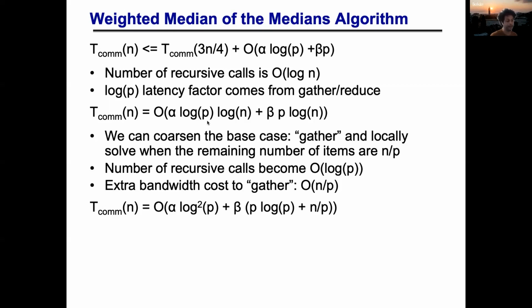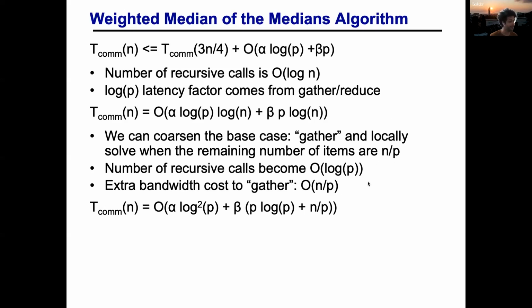So can I do a little better? I can. We can coarsen the base case and not get a reasonable impact on the asymptotics. Instead of solving the problem all the way to the bottom of the recursion tree, we can stop the recursion when the remaining number of elements is n over p. Then one processor gathers them and locally sorts them. And why is this asymptotically better?